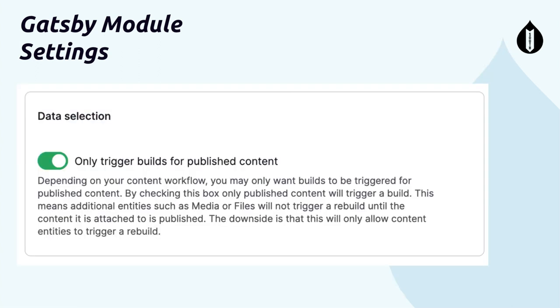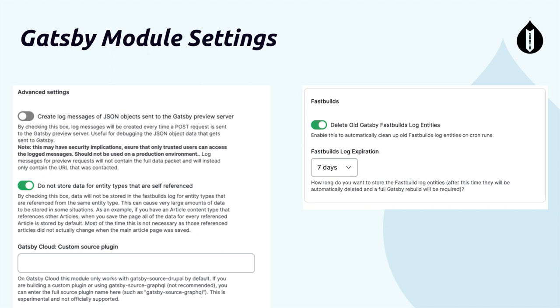There are also a variety of performance enhancements that you can enable. So here it's saying that, let's say you have an article and it has three related articles, but those articles also have media. When I save the parent article, do you want it to rebuild everything it's linked to or just the current article? And then again, not storing those self-referenced entities is what I was talking about now.